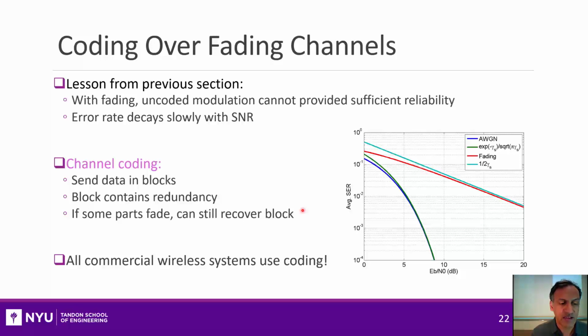The key idea is that you send data in blocks. That means in groups of bits, and these blocks contain redundancy. That means that if some parts of that coding block fail, you can still recover from other parts of the blocks. And virtually every commercial wireless system, for this reason, uses channel coding.